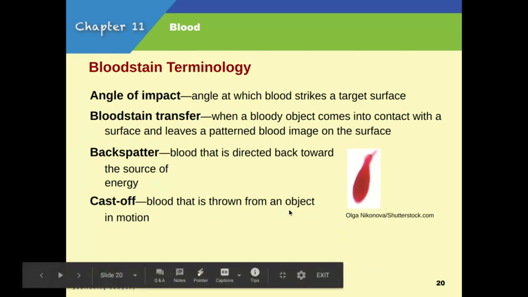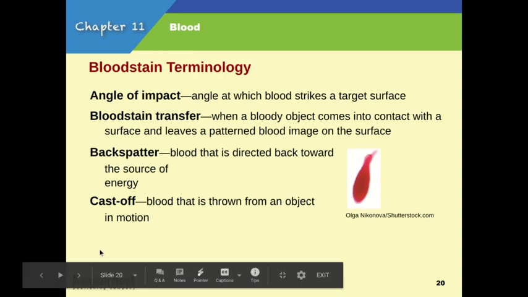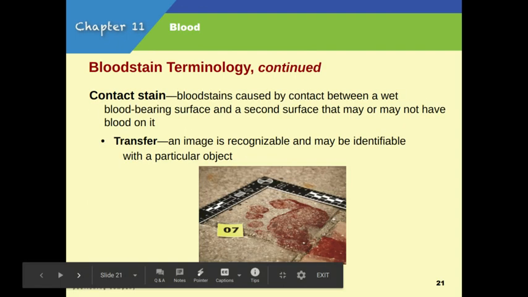Blood transfer, okay, when the bloody object comes in contact with another surface. Back spatter, that's blood that comes directly back from the source of energy. Okay? Cast off, blood that comes from an object in motion. So like if I hit somebody with a hammer and it becomes bloody, as I swing that hammer, blood is going to be thrown off the hammer. That's cast off. Okay? And you can tell that very distinctly when you're looking at bloodstain patterns.